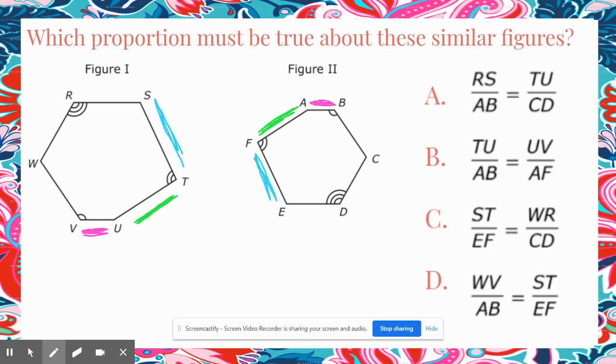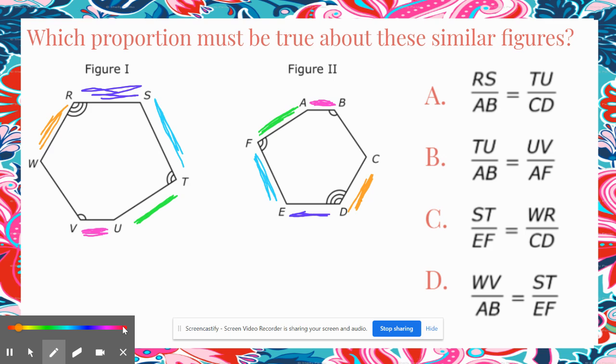So I'm just marking all of my side lengths so that I know which side lengths are proportional to which. It just keeps it easier for me so that when I start looking at the ratios, I'll know which ones are right and wrong. Okay, so now I know which ones are the same. The colors match up so that it makes it easier for me.